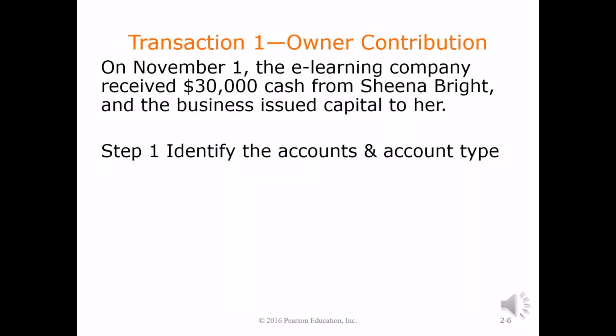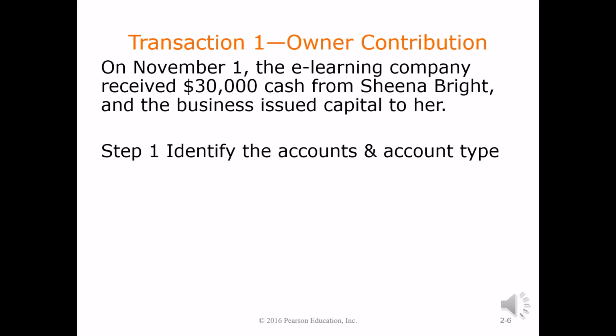Let's go through these steps looking at a transaction for Smart Touch Learning. First of all, we want to determine whether this is a transaction. On November 1, the e-learning company received $30,000 in cash from Sheena Bright, and the business issued capital to her. So absolutely this is a transaction, and we need to post it in the journal.